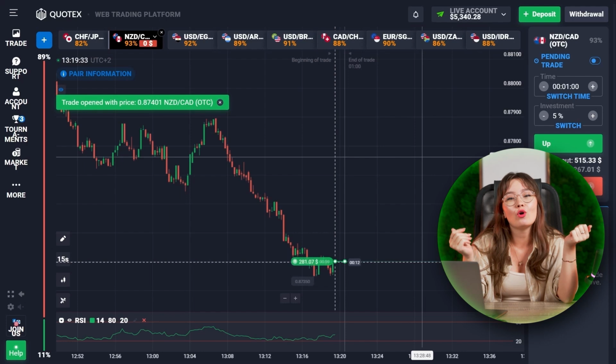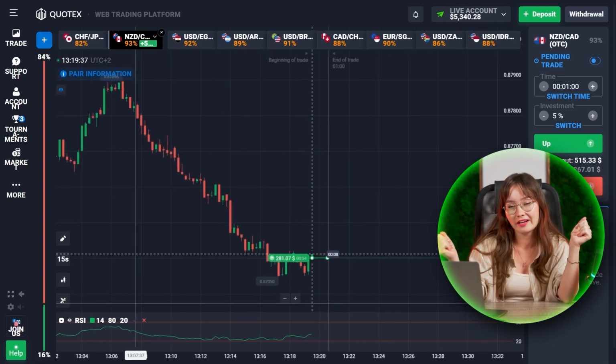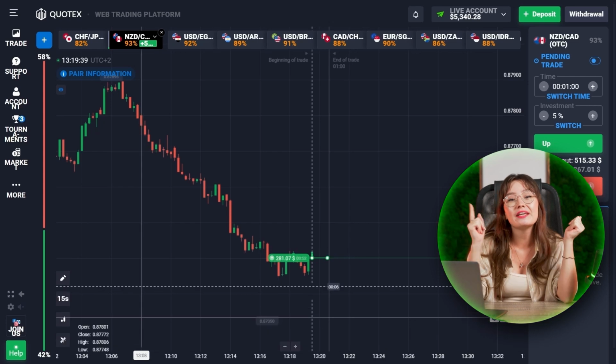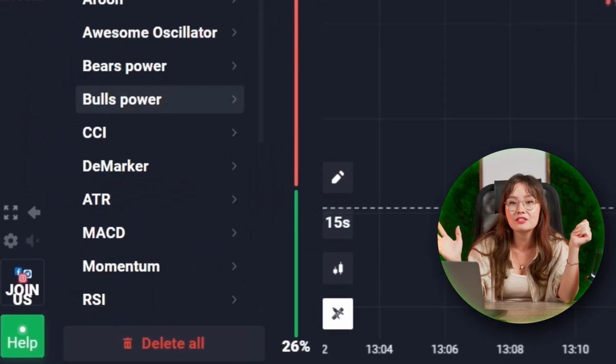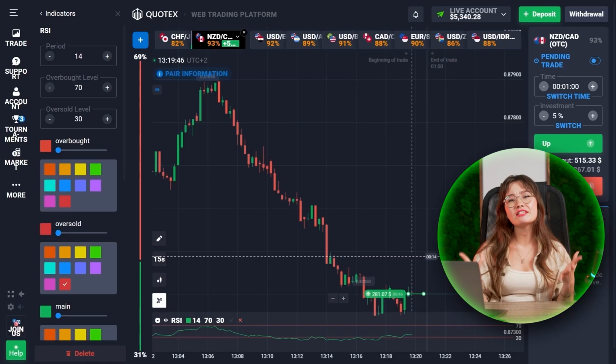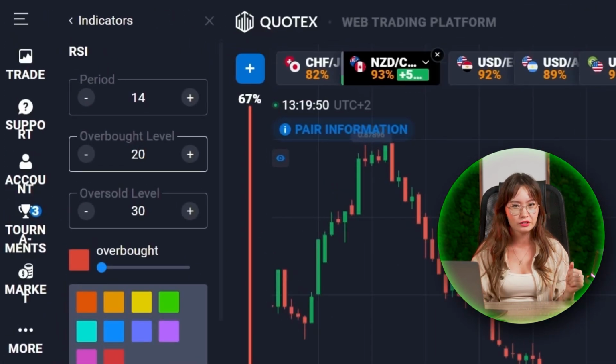Here I immediately open a buy trade based on the indicator's signal and explain why. First, let's set up the indicator. Go to the list with this button and select RSI from the list below. In this field, change the level values to 80 and 20 for more accurate signals. The indicator is displayed below as a curved line with two levels.